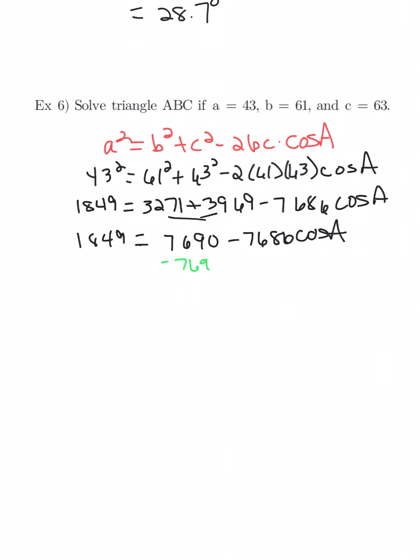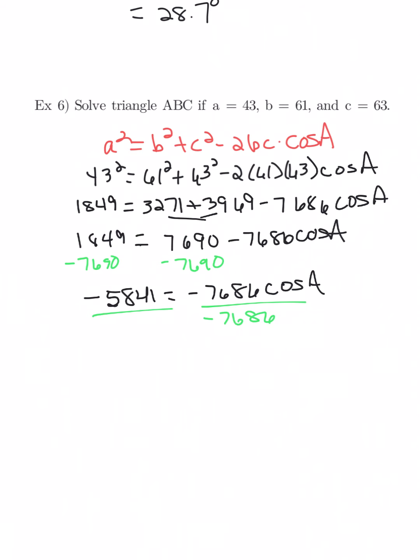Subtract 7690 on both sides. You will get negative 5841 equals negative 7686 times the cosine of A. Divide by the negative 7686. And so we have 0.759953162 equals the cosine of A.